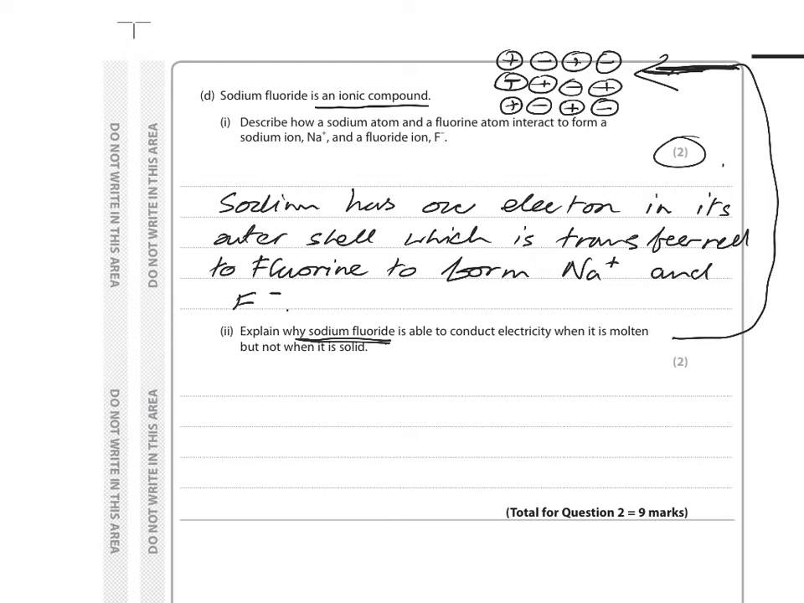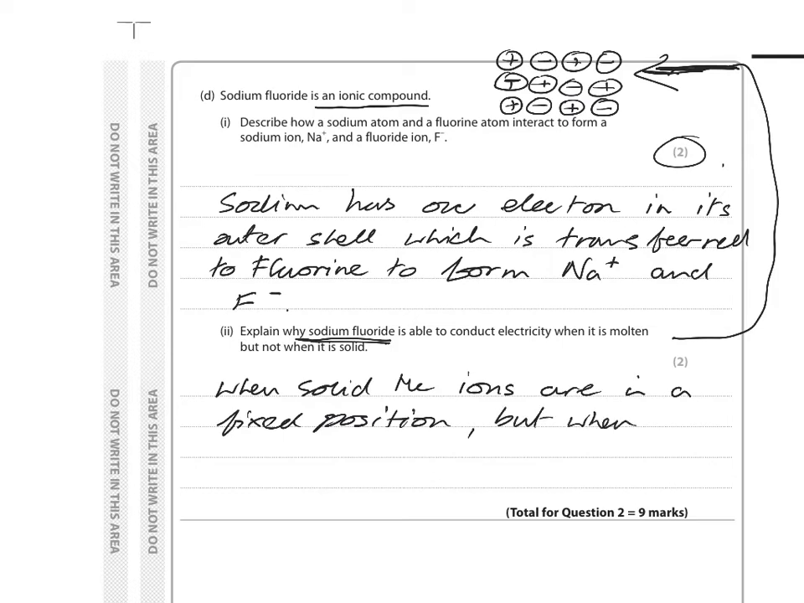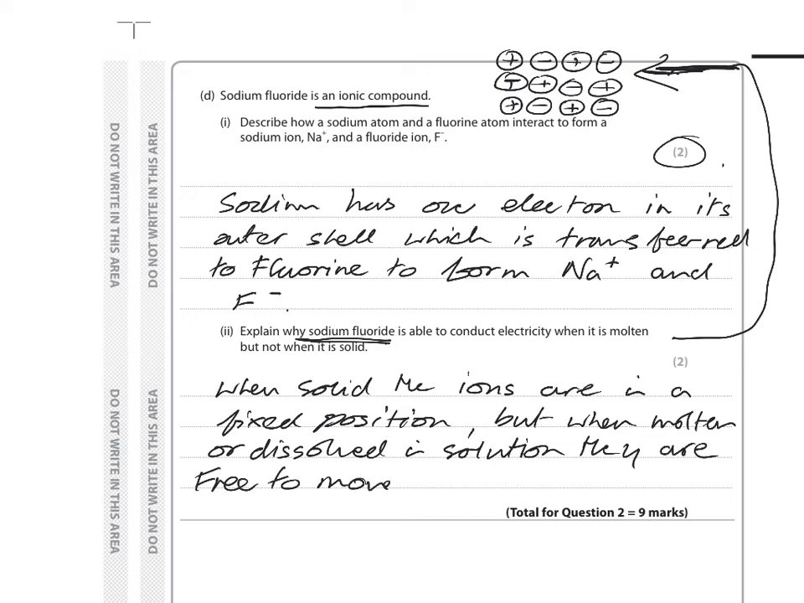So you need to say when solid, the ions are in a fixed position, but when molten or dissolved in solution, they are free to move and carry charge.